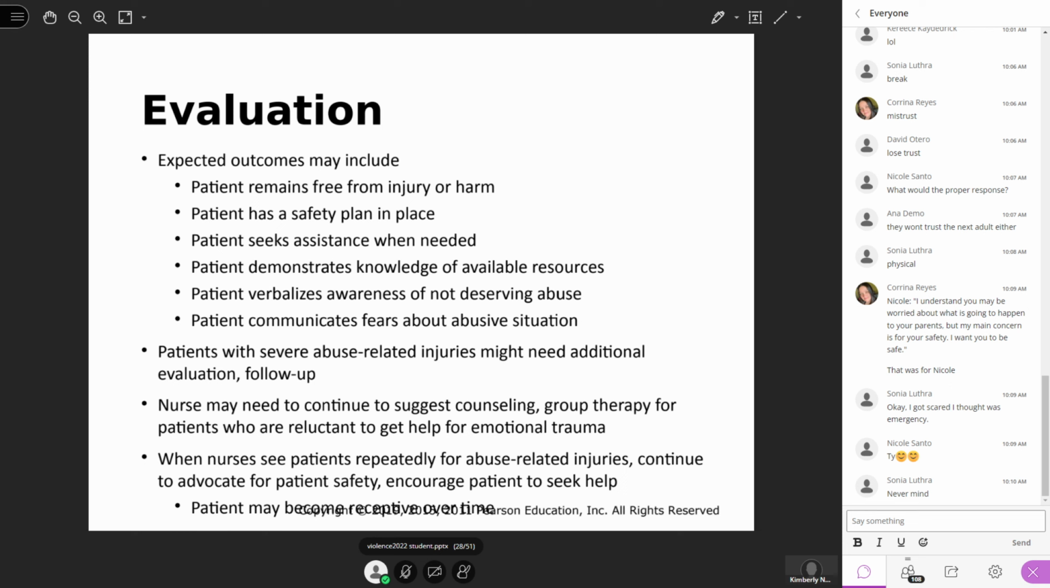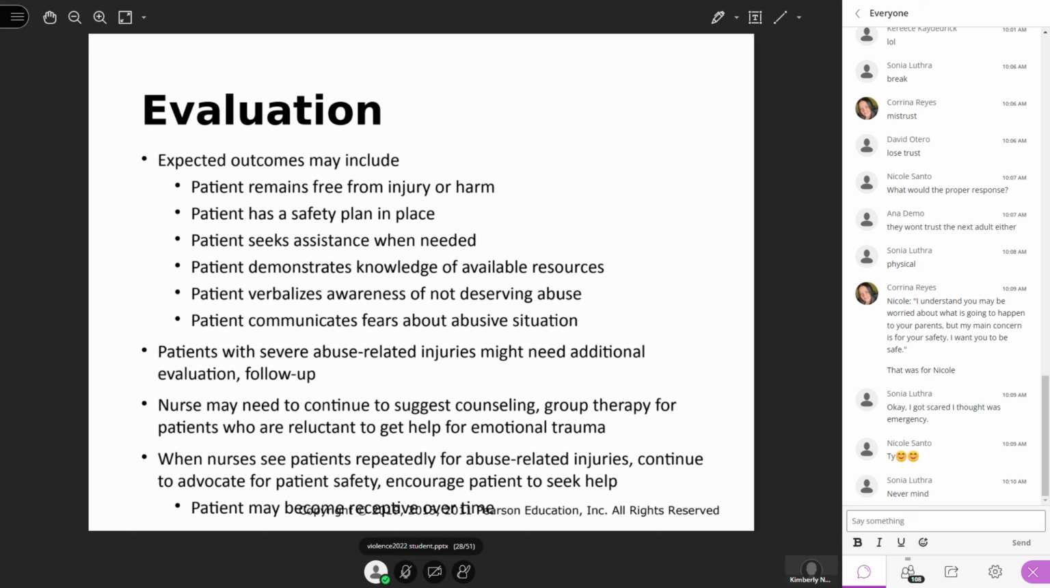All right, then we need to evaluate. Did we treat all their physical injuries? A lot of times with sexual abuse, if it's a female, they may come in with a negative pregnancy test, so we may want to evaluate them in a couple of days to see if they wind up testing positive. Same thing with STDs. They may not have them right now, but we might want to do some follow-up checks to see if they do develop them.